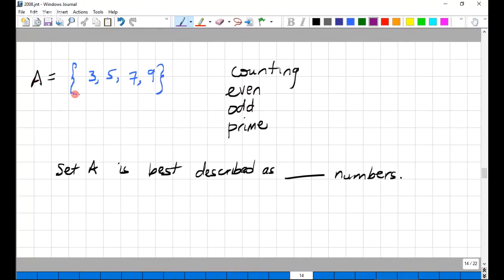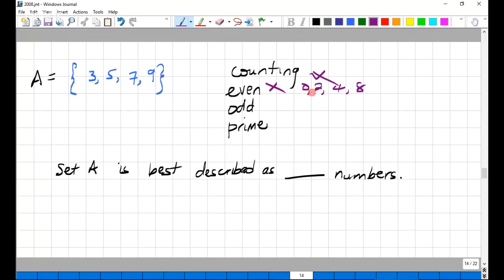Let's look at set A. Set A has 3, 5, 7, and 9. Set A is best described as odd numbers, sir. Not counting numbers. Counting numbers start at 1, sir. Even numbers? No, sir. Why? Because even numbers are 2, 4, 6, 8.